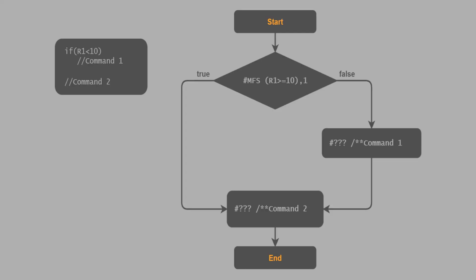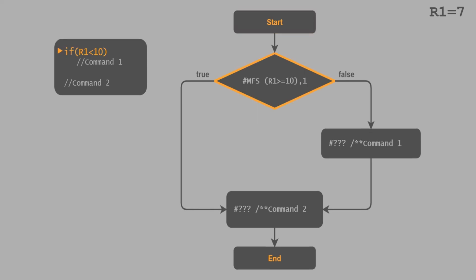On the left side, we can still see the C code. On the right side is a flowchart with the commands of the uniTFT series. In the following, we want to discuss the flowchart. We assume that R1 has a value 7. In our case, only one command is to be executed within the if statement.